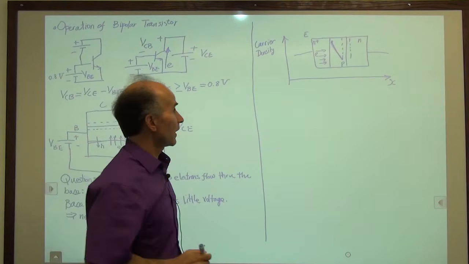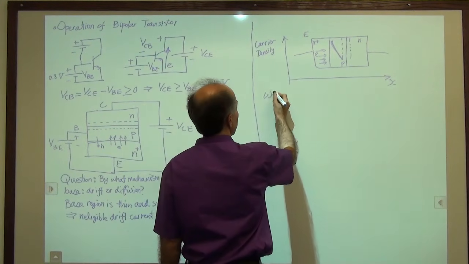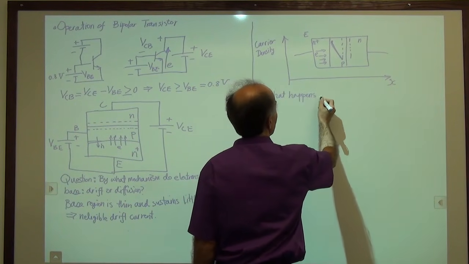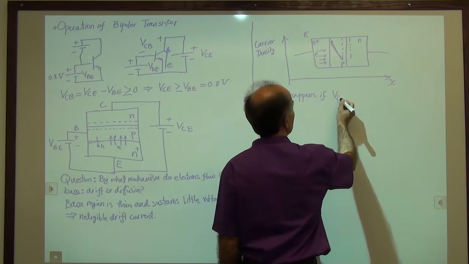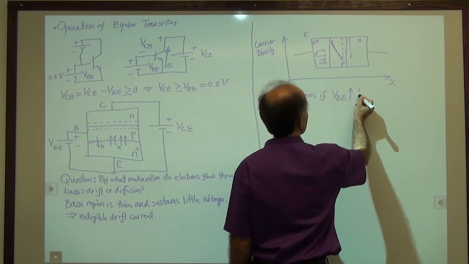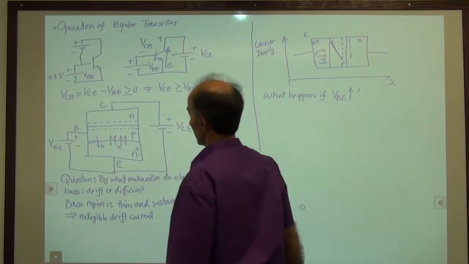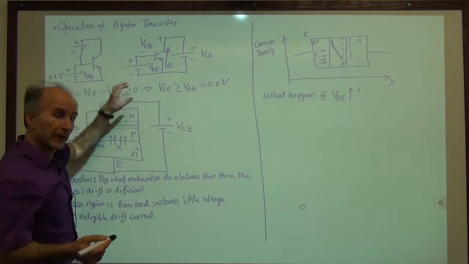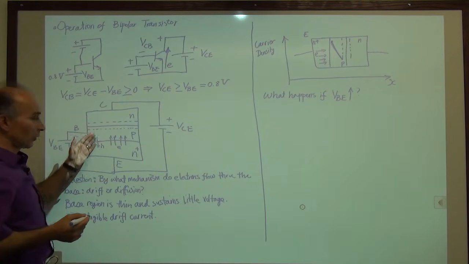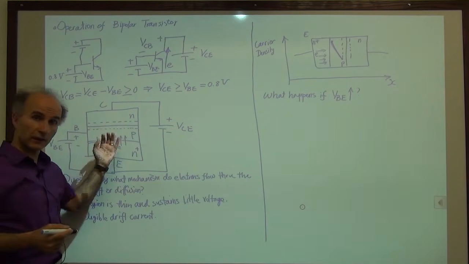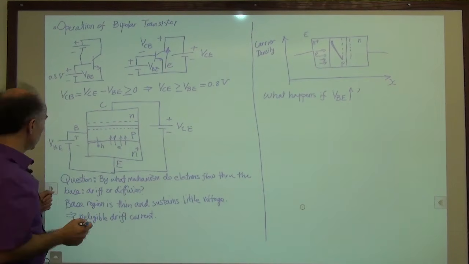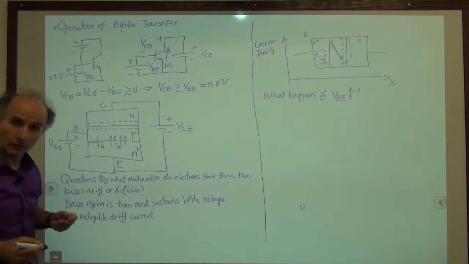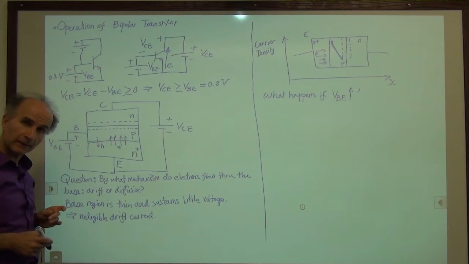Okay, one other question is, what happens if VBE increases? So remember what we did. We took a battery, connected the base emitter to forward bias it. And as a result of forward bias, we had some hole current and a lot of electron current. Now, this was maybe 800 millivolts. Now, what if I make it 810 millivolts? What do I expect to happen?